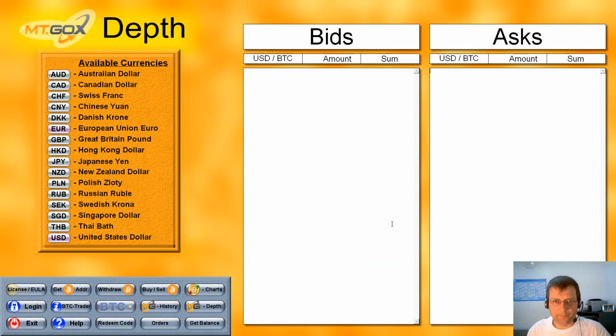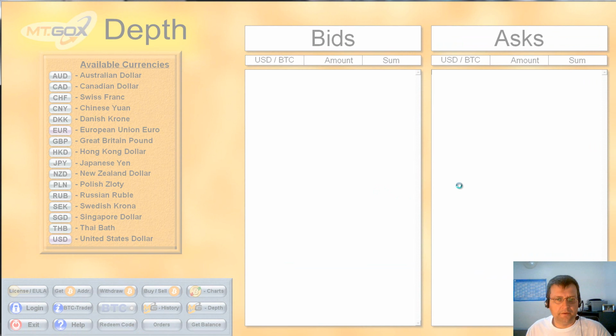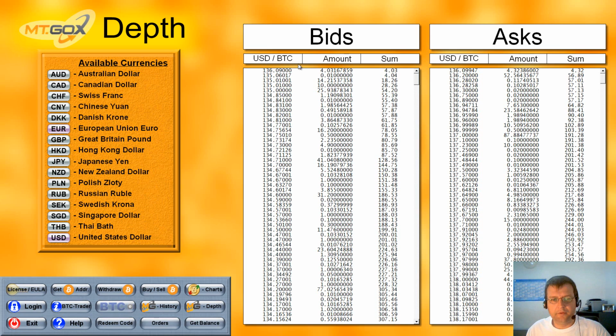This is a software, BTC Trader, and this is the market depth. It takes some time until the data will be displayed; this is just data processing time and downloading the data. As you can see here, the highest bid is just above 136 USD, and the lowest ask is about 136.10 USD.